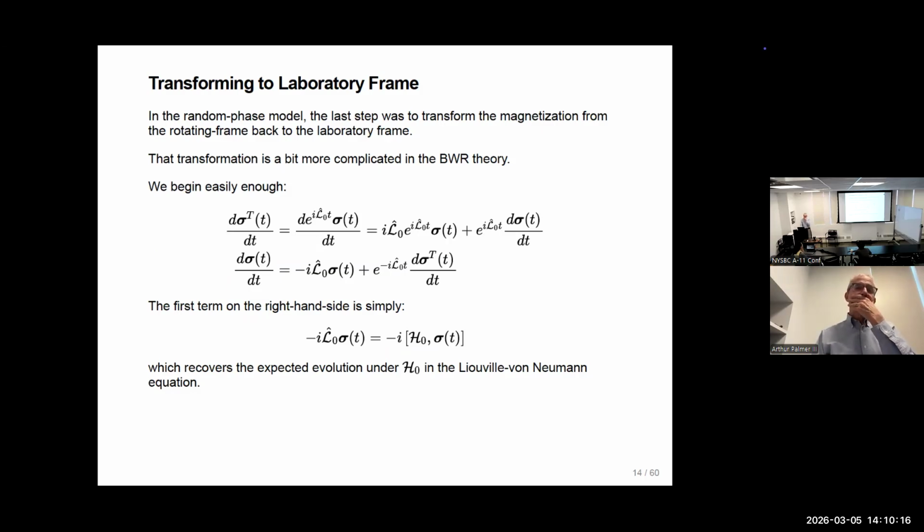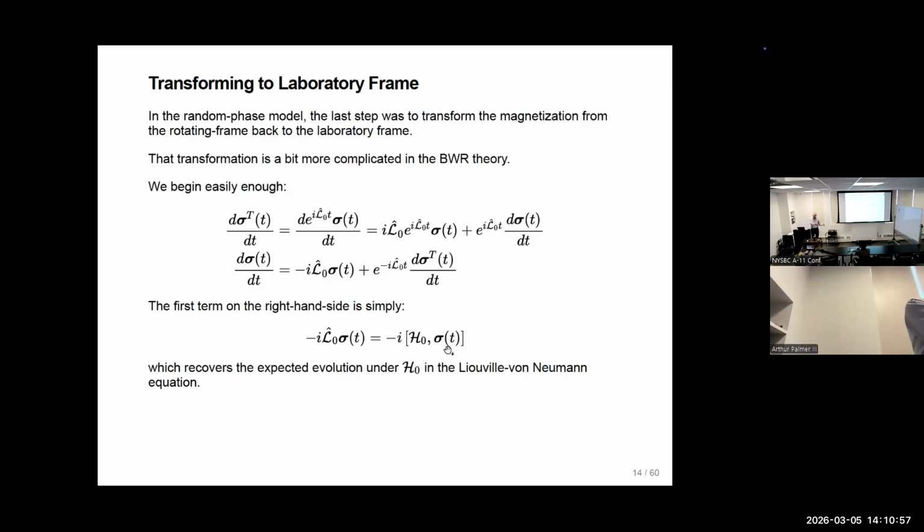Now, to transform that, we have to find the derivative of sigma of t. So I write down what it was. It was this transformation. I do the derivative with the chain rule. And so I have two terms. This first term is easy because I just recognize that as the commutator of H naught with sigma.